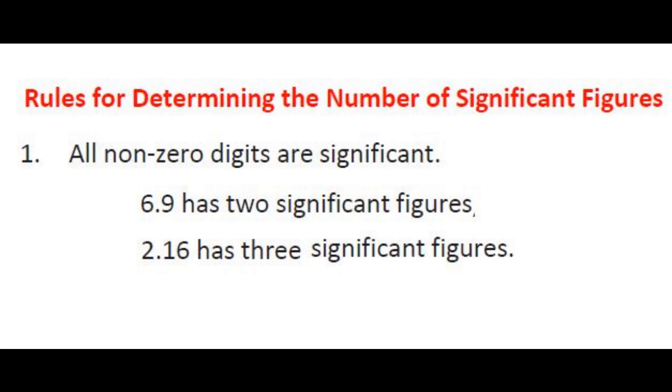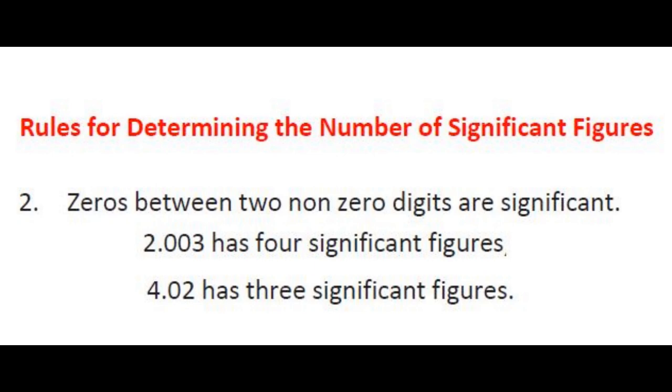They are: number 1, all non-zero digits are significant. Example, in 6.9 it has two significant figures. Here all the digits are non-zero and are significant. Second rule, zeros between two non-zero digits are significant. For example, 2.003, zeros are in between two non-zero digits and therefore all the 4 digits are significant.